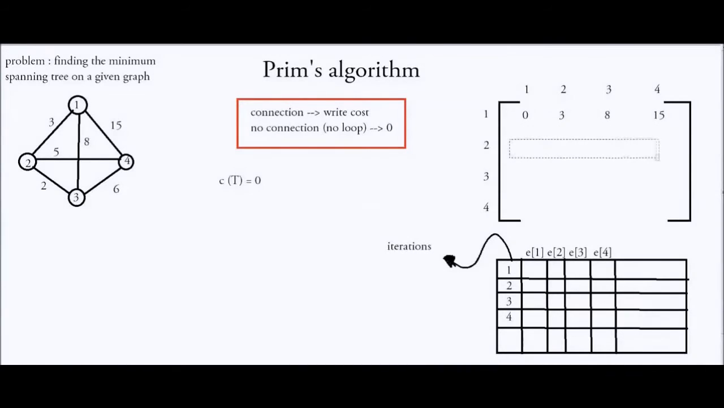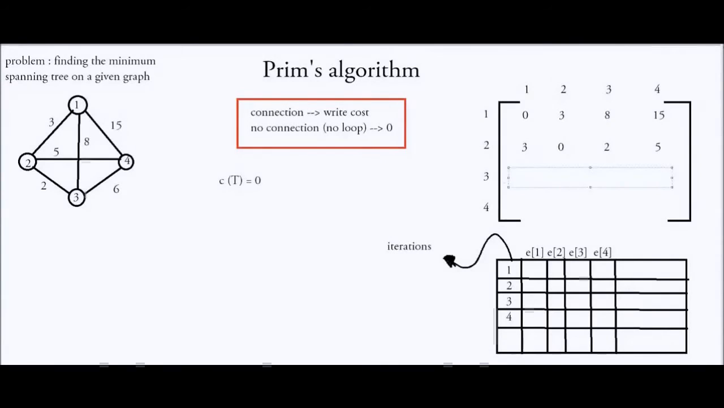So we're going into the second row, now checking for the second node. From node 2 to 1, you're going to have a cost of 3 right here. Again, from 2 to 2, you do not have a loop, so you are going to have a cost of 0, so no path. 2 to 3, we have a cost of 2 right here. And 2 to 4, we have a cost of 5. So this is this.